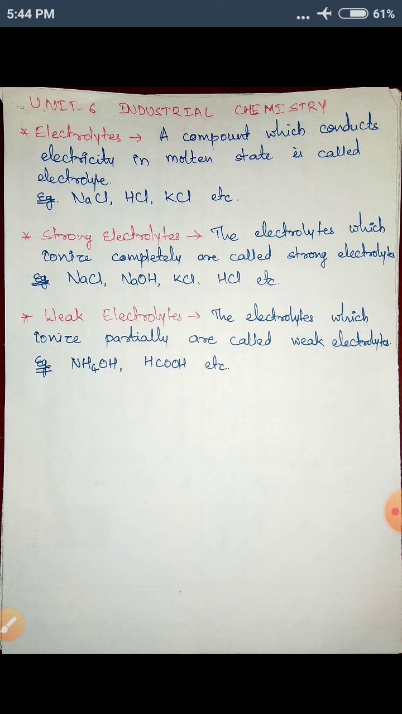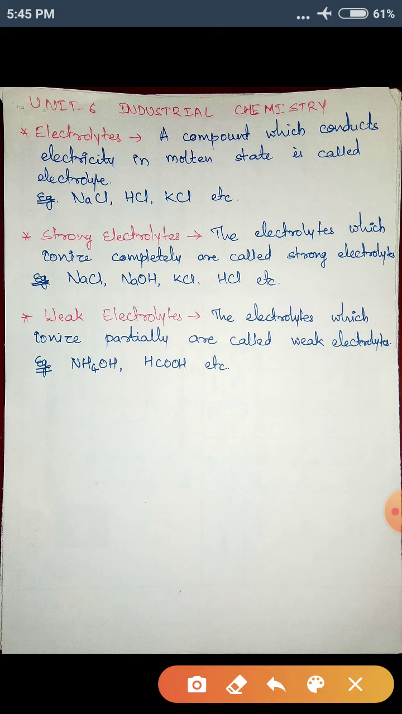Ionization is partial in the case of weak electrolytes. Examples are NH4OH, which is called ammonium hydroxide, and CH3COOH, acetic acid. These are weak electrolytes. There are many others, but just to go with, we need these two. So what are weak electrolytes?